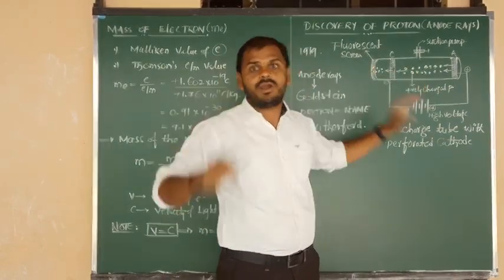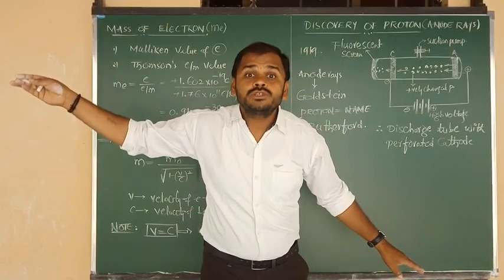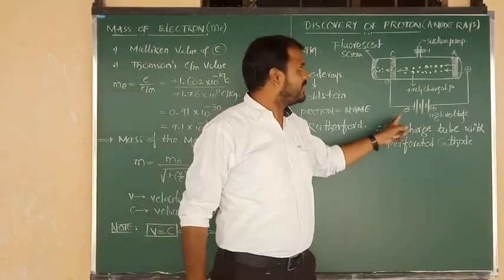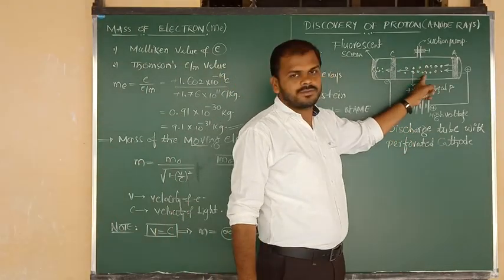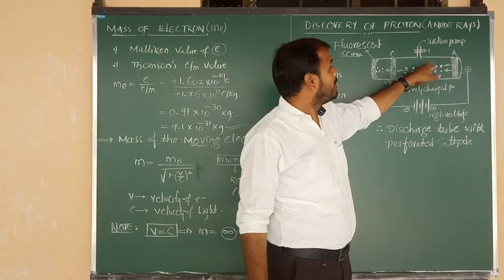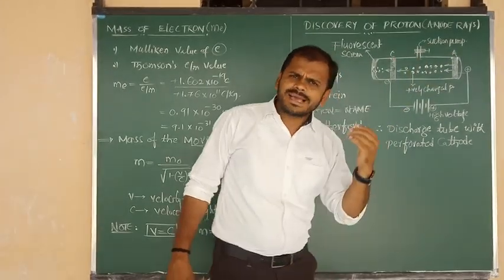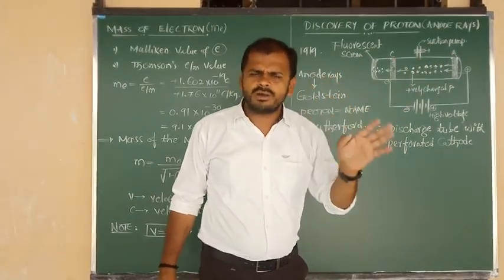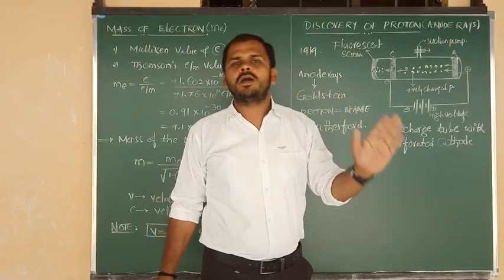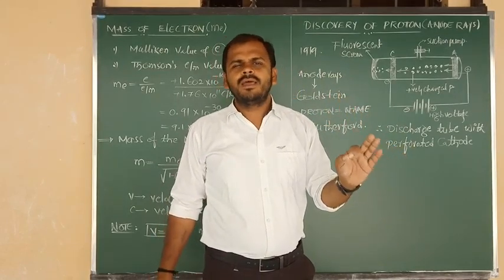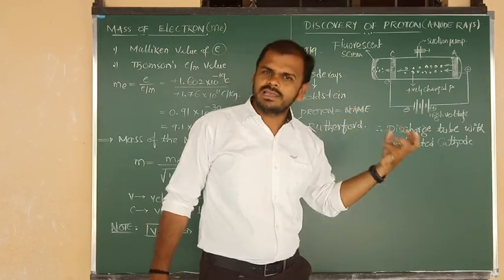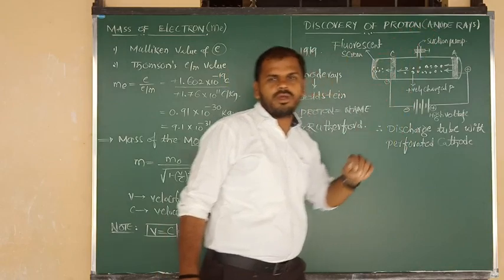Here gas is a must. But in the electron discovery, gas may or may not be present; mostly we consider vacuum. But here we must consider gaseous substances in this glass tube between anode and cathode. The gas may be hydrogen, chlorine, nitrogen, oxygen, as you wish. But mostly we prefer hydrogen, then we can easily observe the releasing of protons or anode rays.